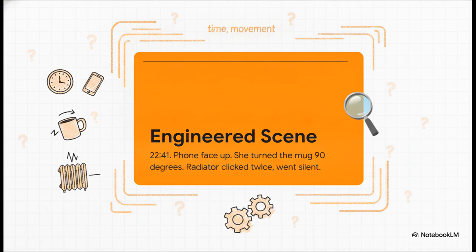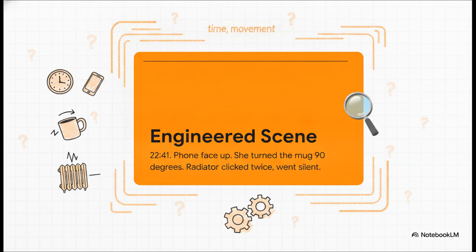2241, phone on the table, face up. She turned the mug 90 degrees, then back. The radiator clicked twice, went silent. Wow, right? Notice how the physical channels, the exact time, the specific movement, the sound, they perfectly reconstruct that feeling of anxiety without using a single emotion word.